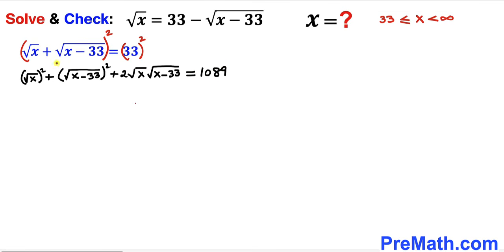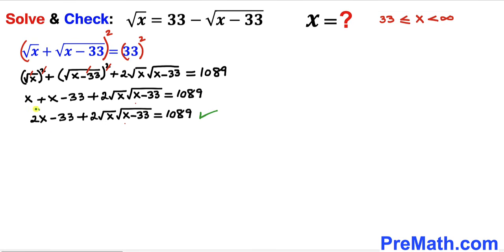1089. And now we can see this square and square root, they undo each other. Likewise, they undo each other as well. So therefore, we end up with x plus x minus 33 plus 2 times square root of x times square root of x minus 33 equals 1089. And now if we combine these two like terms, x plus x is going to give us 2x, as you can see in this next step.